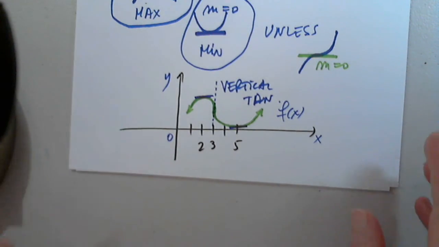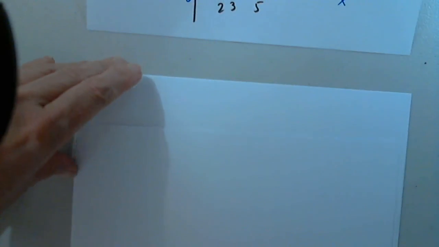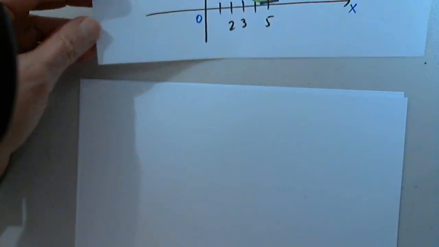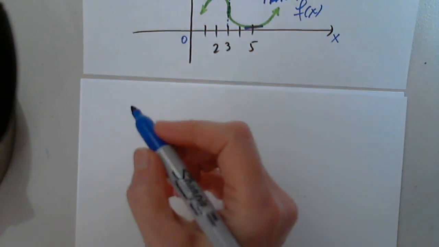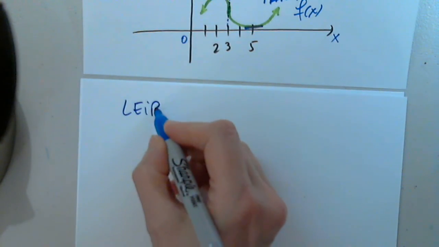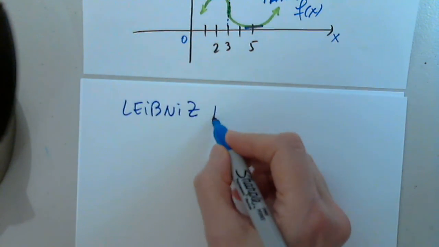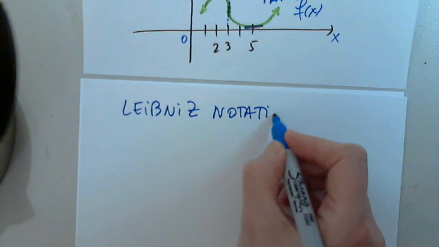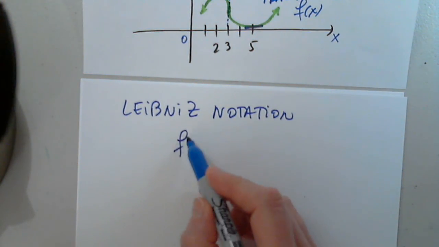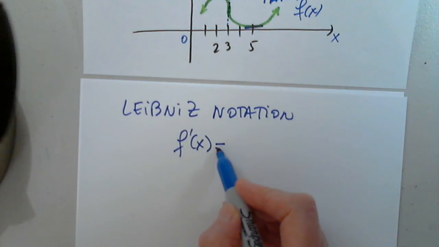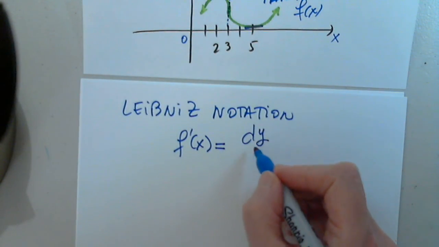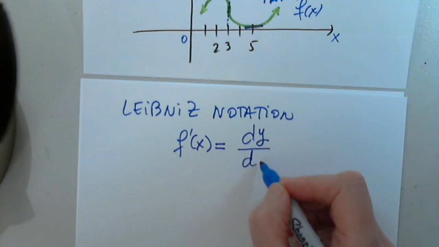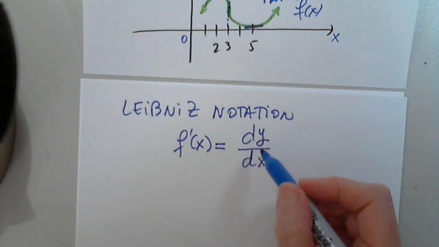And I will end by only saying that we also have a notation. It's called Leibniz notation. So f prime of x can be denoted also by the derivative of y with respect to x, dy over dx.